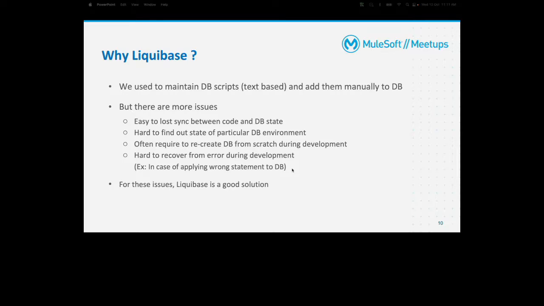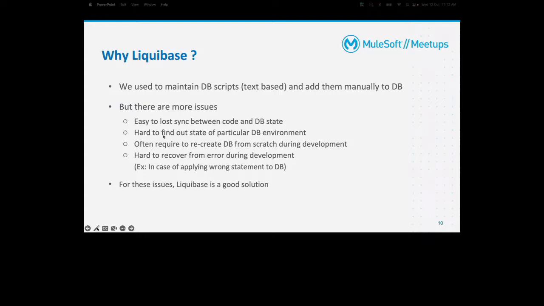In this way there will be more issues. We can easily lose sync between the code and the DB state. If you have multiple environments, we have to maintain all the stages: this script we have to apply in the dev environment, this script in UAT, and this script in prod. Sometimes we can forget applying some of the scripts and we will get issues. To overcome this, we have Liquibase.